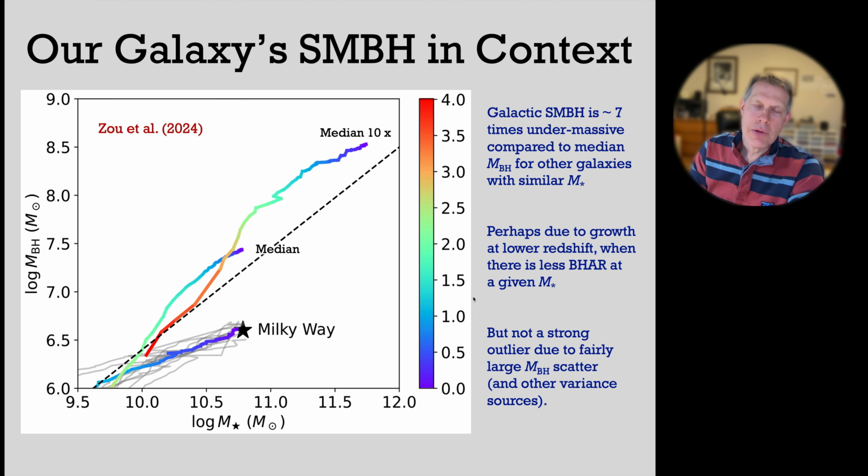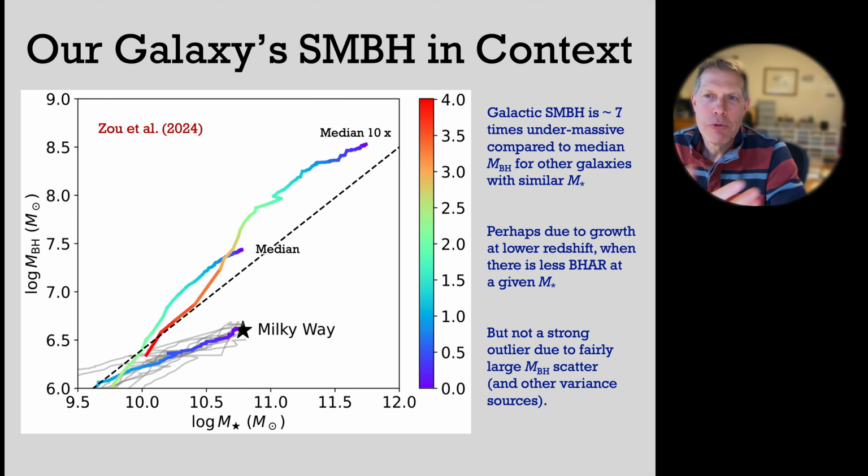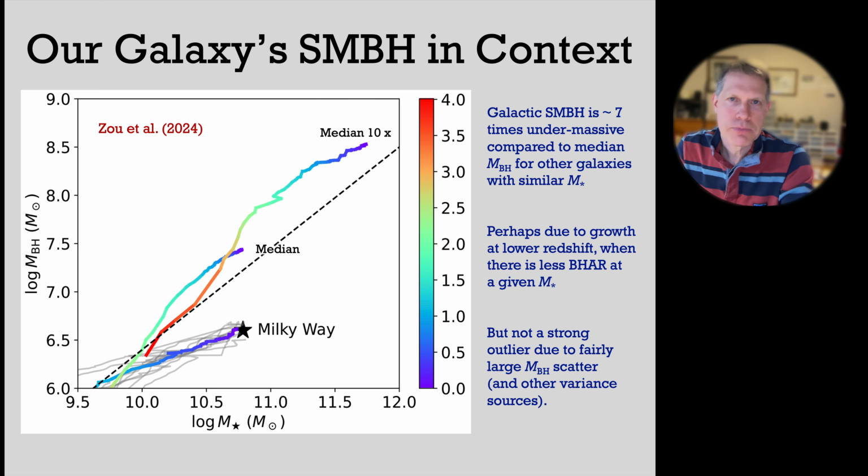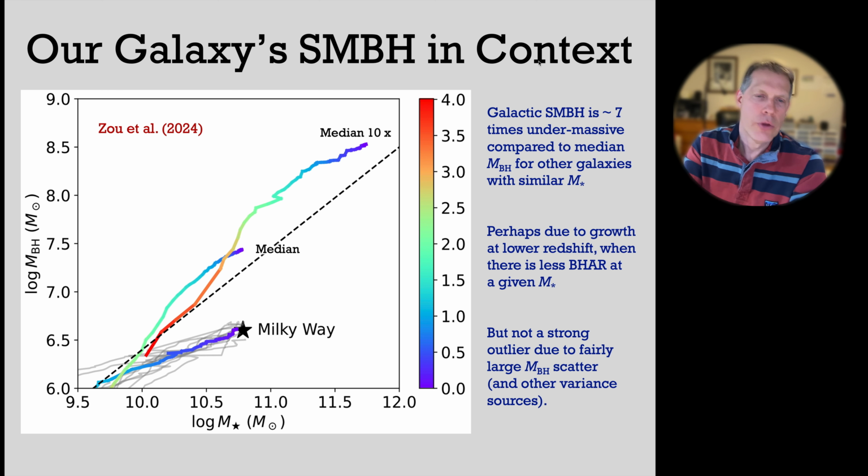Okay, finally, our results let us also address a number of other interesting topics. They let us, for example, place our galaxy's supermassive black hole in context. It's well known, of course, that our galaxy has a 4.3 million solar mass black hole in its center. Here is our galaxy shown here in terms of its stellar mass and its black hole mass.